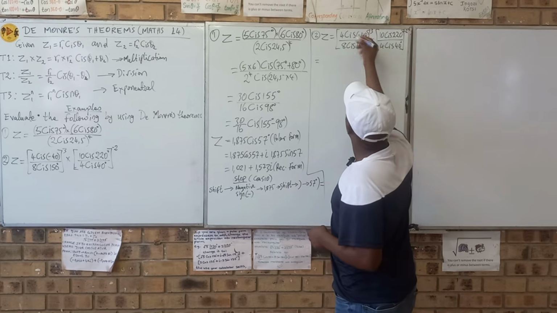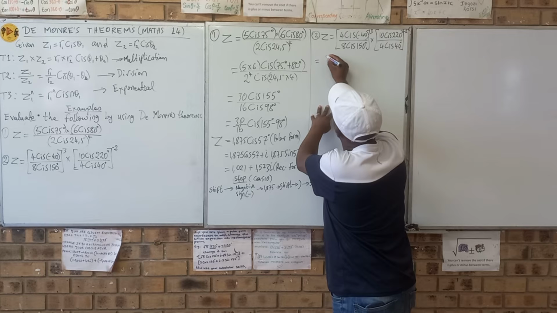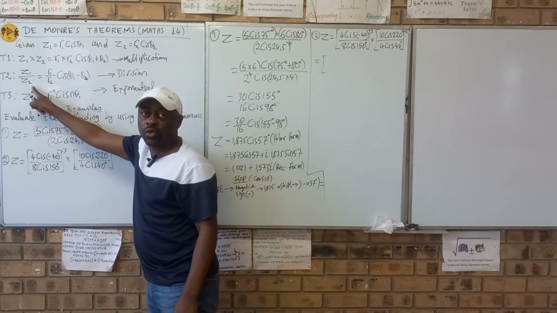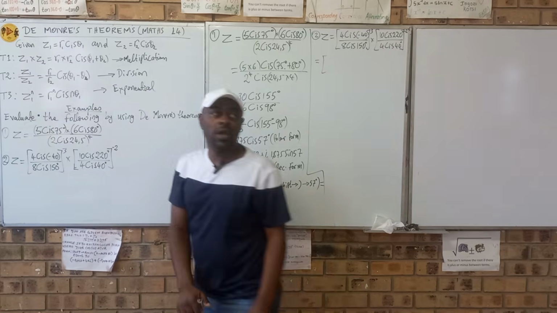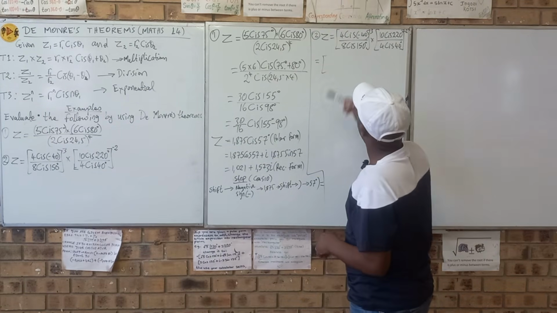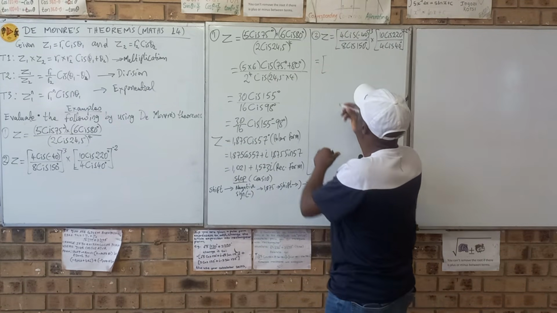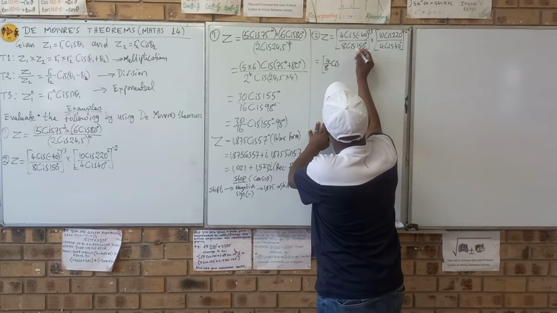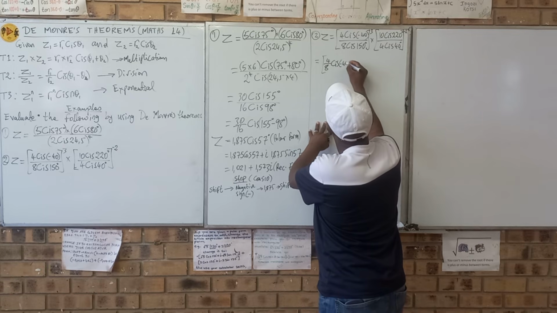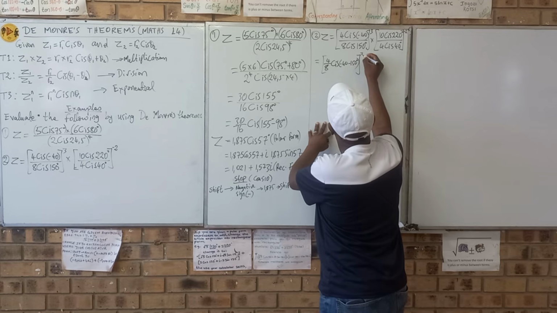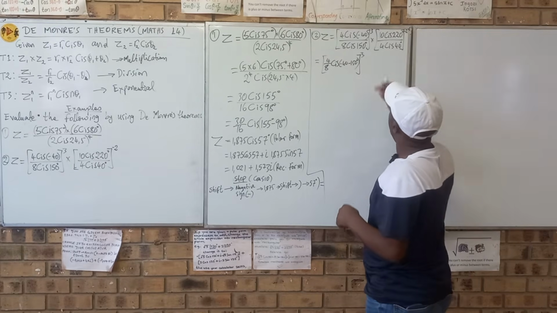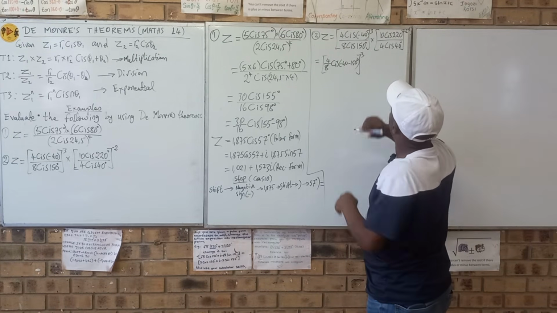So if I look at the first one, I will reduce this with the second theorem. When I'm dividing Z1 by Z2, I must take R1 over R2. So my R1 here is 4, R2 is 8. So I will take 4 over 8, then I take negative 40 minus 150. That is what I have to the power 3. So I've applied the second theorem there, theta 1 minus theta 2.